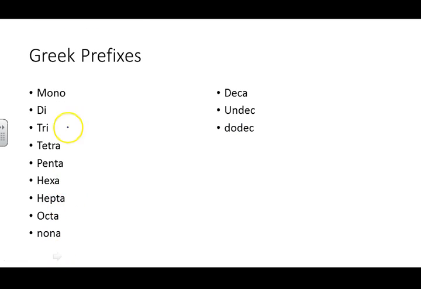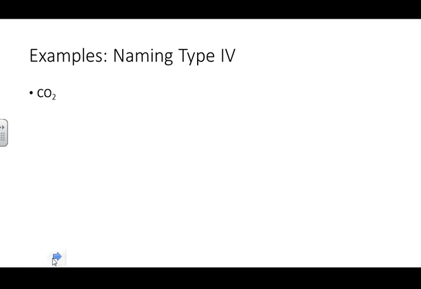Okay, our Greek prefixes: mono, di, tri, tetra, penta, hexa, hepta, octa, nona, deca, undec, and dodec are the only ones that we'll ever need. Make sure you know your Greek prefixes. So let's look at naming type 4 compounds. And we have a chemical formula given to us and we have to write the name.